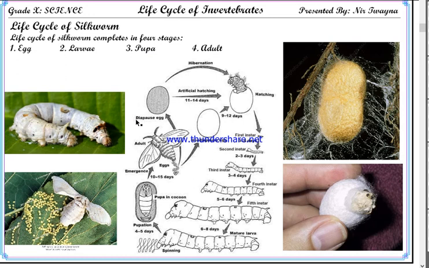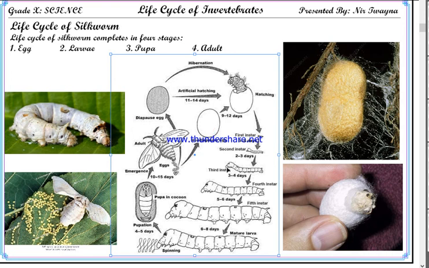The life cycle of the silkworm completes in this way, and then a new life cycle begins. New life begins from the egg. Existing life ends, but new life begins from the egg.